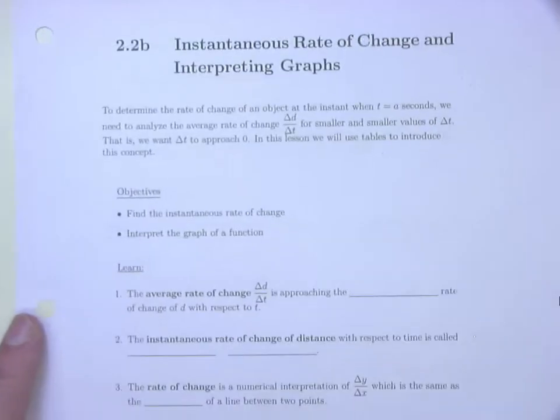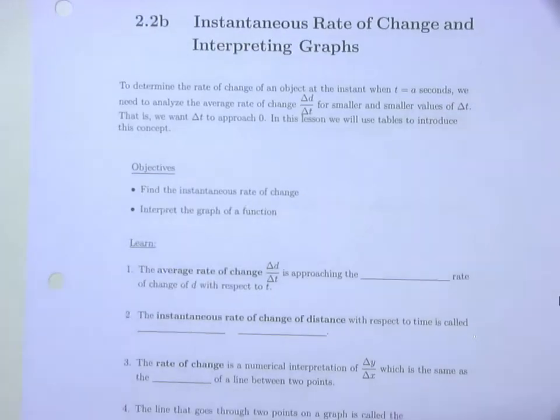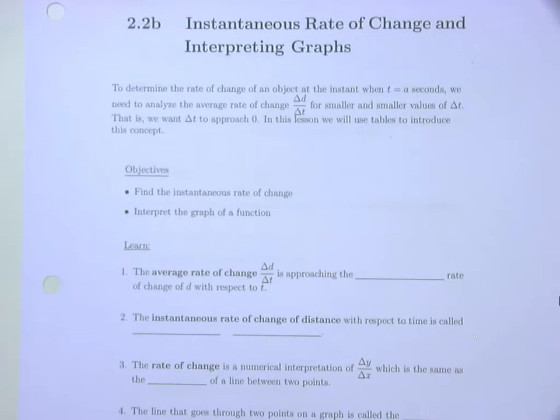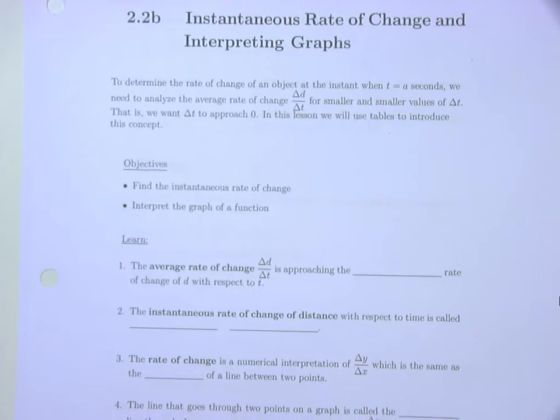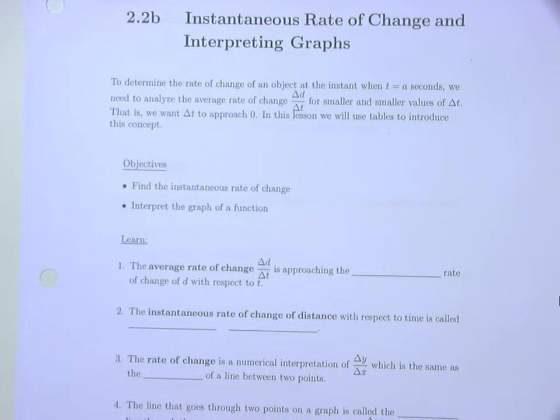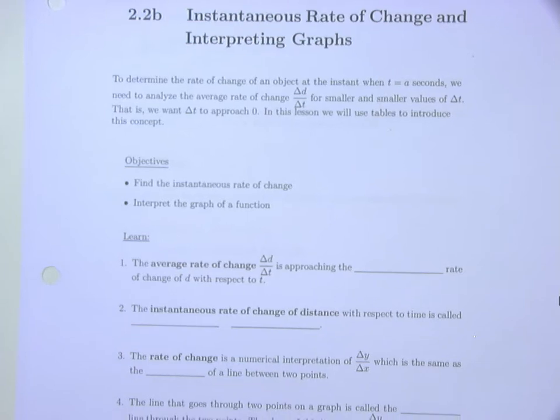So, here we go. In terms of this, all right, the whole purpose of section 2.2b is the instantaneous rate of change and interpreting graphs. See all my pictures. Determine the rate of change of an object at the instant when t equals a seconds. We need to analyze the average rate of change, delta d over delta t, for smaller and smaller values of change in time, making that limit go to zero. That is, we want delta t to approach zero. In this lesson, we'll be able to use tables and introduce this concept.